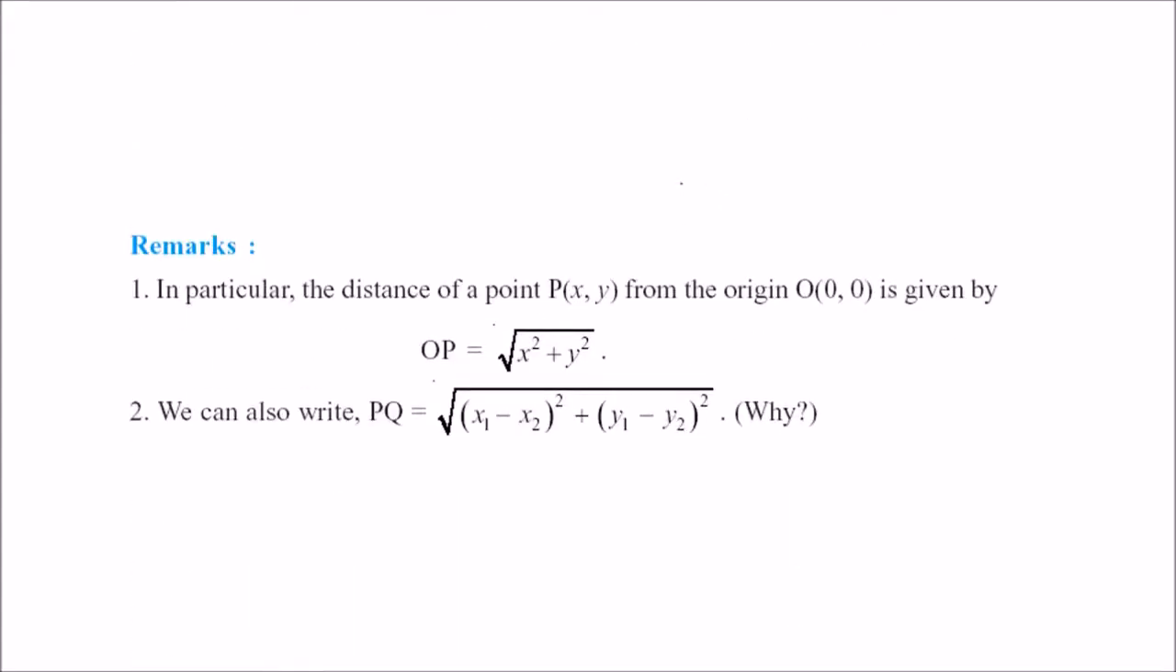So if one point is, say, 0, then you get x square plus y square. So the distance from the origin is under root x square plus y square. On the other hand, if one point is not the origin, or both the points are not the origin, then you take the x coordinate, subtract and square, take the y coordinate, subtract and square, add them and take the under root.